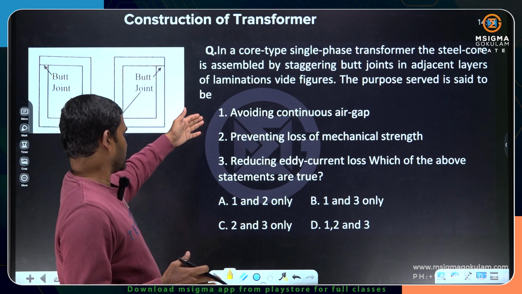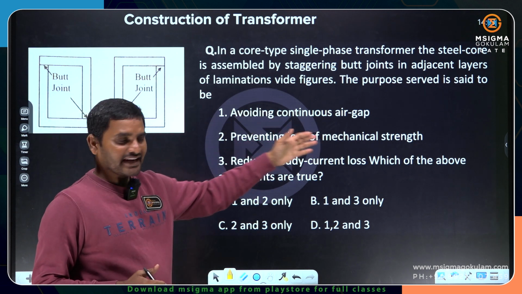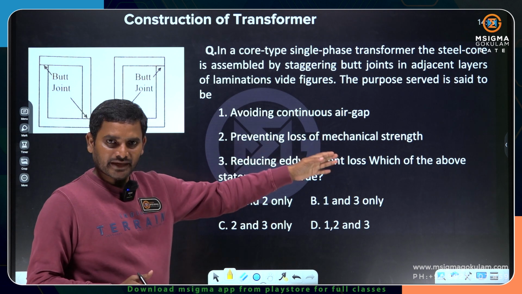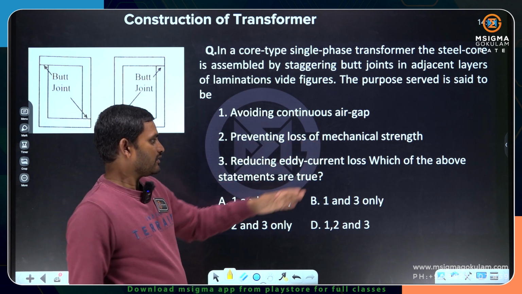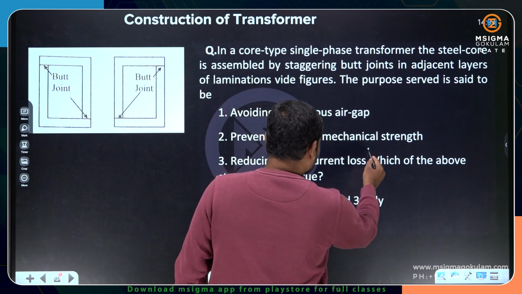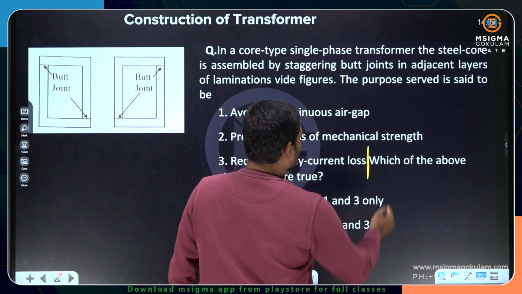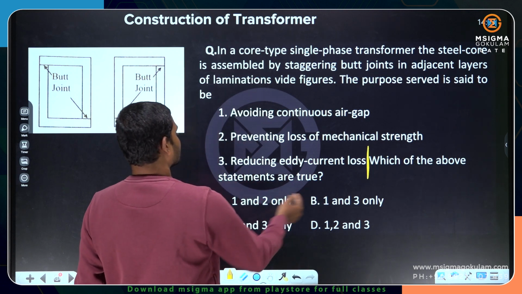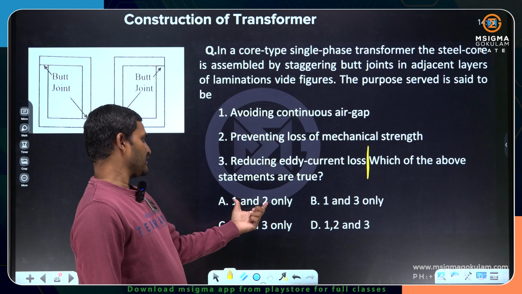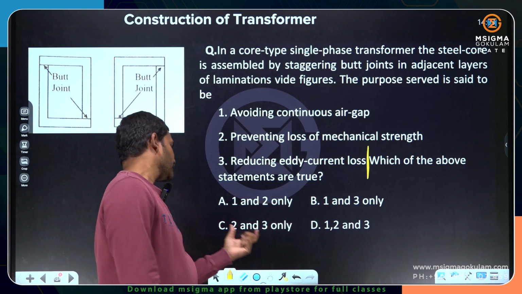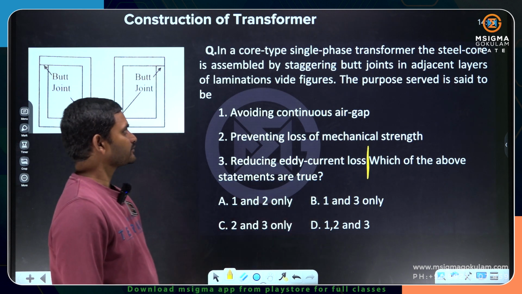He has given: avoiding continuous air gap, preventing loss of mechanical strength, reducing eddy current loss. And the question starts here. Which of the above statements are true? Is it only 1 and 2, or 1 and 3, 2 and 3, or 1, 2, 3?